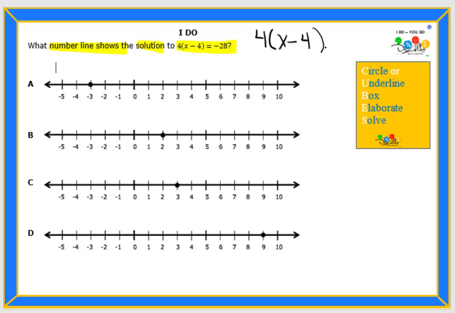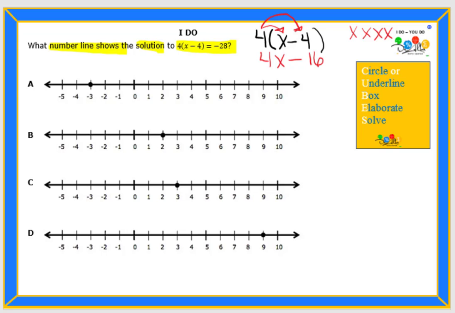The distributive property says that we can multiply this factor times each one of these. So we're going to multiply the 4 times the x and the 4 times the 4. So 4 times x, that means I have the x 4 times. So I will have 4x. And then we have minus 4 times 4. What's 4 times 4? 16. So we have simplified this part of the equation.